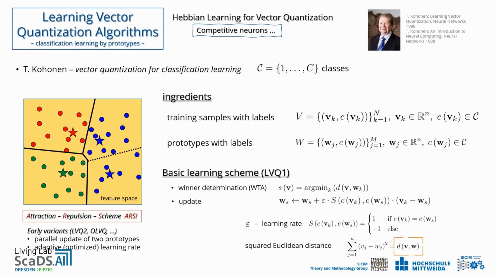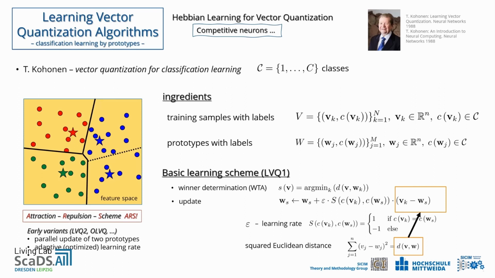We have early variants, for parallel update of two prototypes and adaptive learning rates, but it is still a heuristic. One observation is that if we take this algorithm in a more formal way, we have the agreement function, which defines the attraction or the repulsion. And here we have the vector shift. And we observe that this vector shift is related to the squared Euclidean distance.